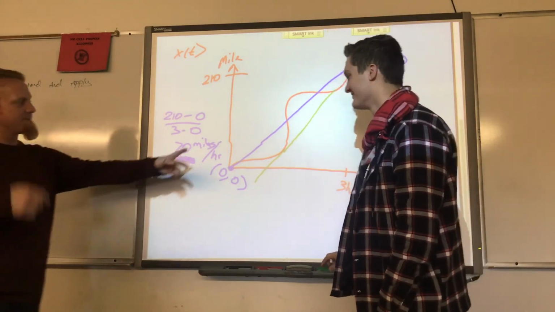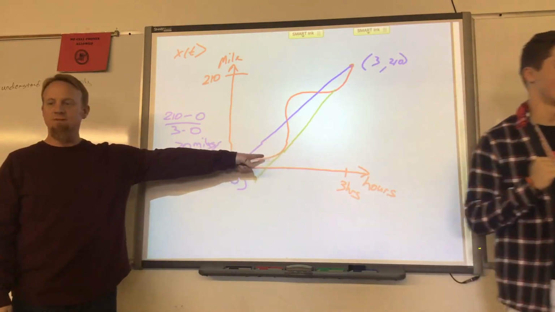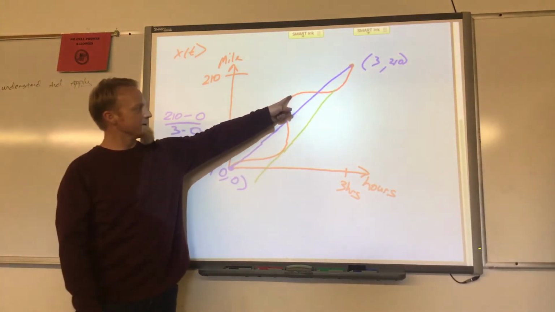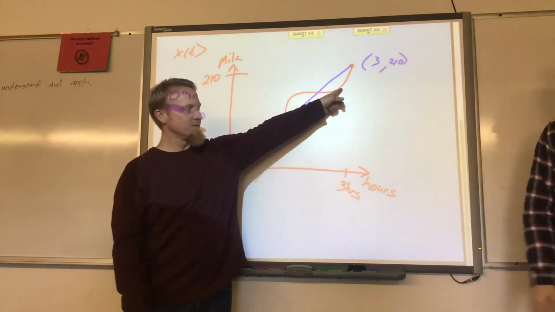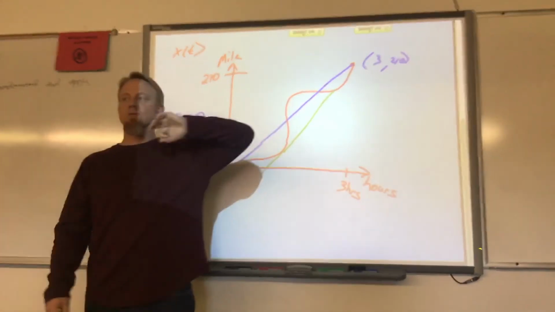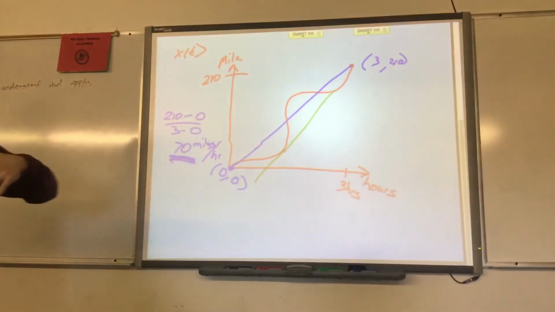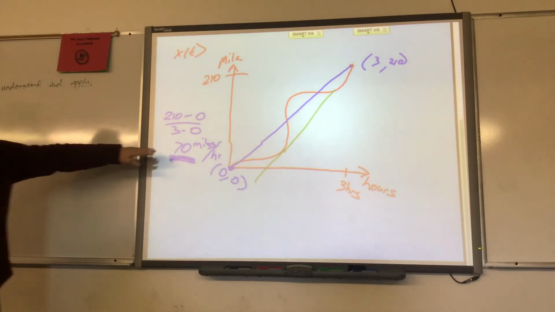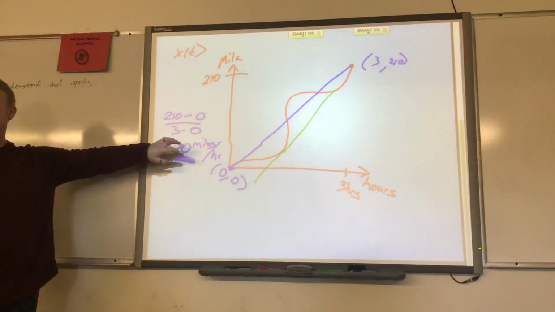Okay, I agree it happens here. Where else does it happen? It happens up here, and then it happens there one more time. Okay? So at 3 times I was driving exactly 70 miles an hour.